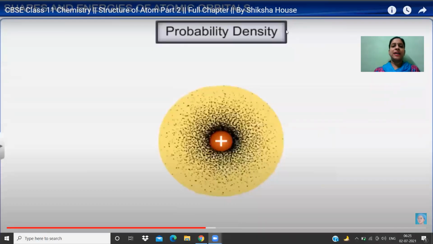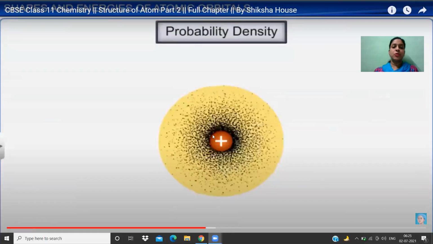Good morning, 11th standard. Today we are going to discuss the shapes and energies of atomic orbitals. In my previous video, we already discussed the shapes, but we are going to discuss them again, along with their energies, and why a particular orbital takes a particular shape. So let us start now.